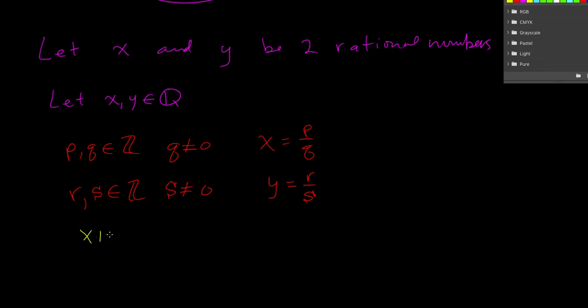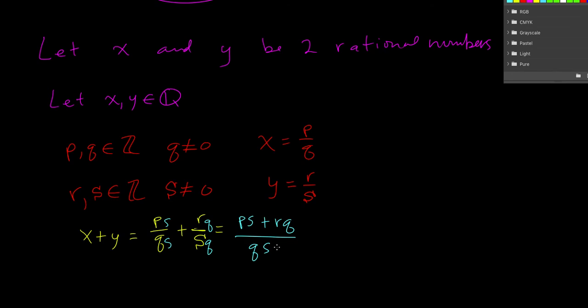Okay, so if we have x plus y, and then we use the new definitions for those, that means p over q plus r over s. Okay, and if we add those, we have to get common denominators. So I'm going to do q over q, and I'm going to do s over s. So we get ps plus rq over qs.